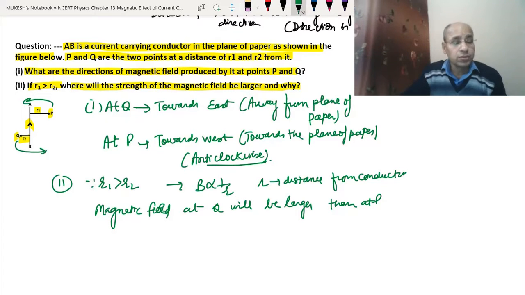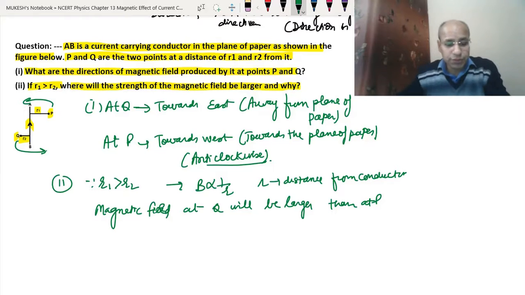Okay. So let's repeat. The direction of field at Q will be towards the east and here it will be towards the west. So that means the anti-clockwise direction is there. Since the distance R1 is more and R2 is less, and as we know the magnetic field is inversely proportional to the distance from the conductor, the field at Q will be more and the field at P will be less. I hope this is clear to you.